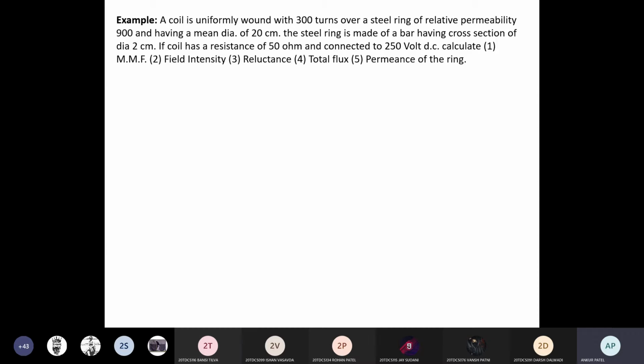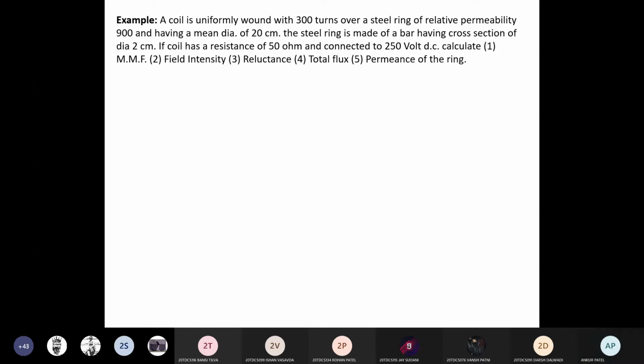So how can we find this current? According to which equation? V equals I into R. So I is equal to V by R. So find out current I. I is equal to 5 ampere. Now find out MMF. MMF is equal to N into I.